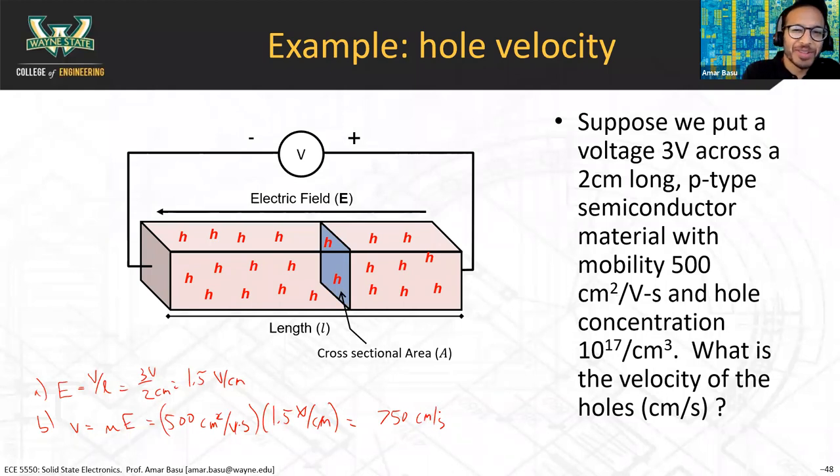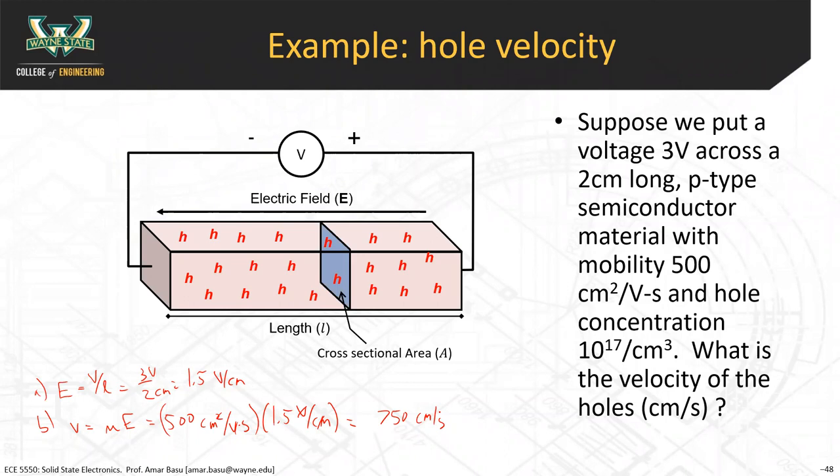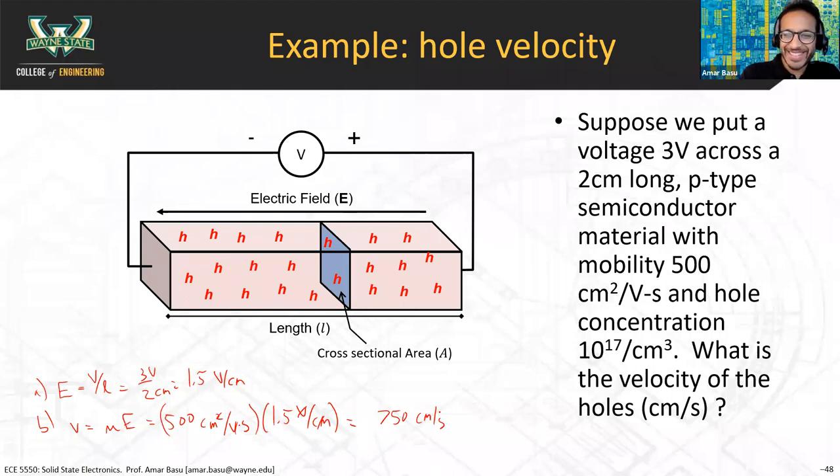All right, let me ask another question here. How would the velocity change if we doubled the cross-sectional area? So we made it fatter. Would it become half? Not quite. I think it would stay the same. It would actually stay the same.